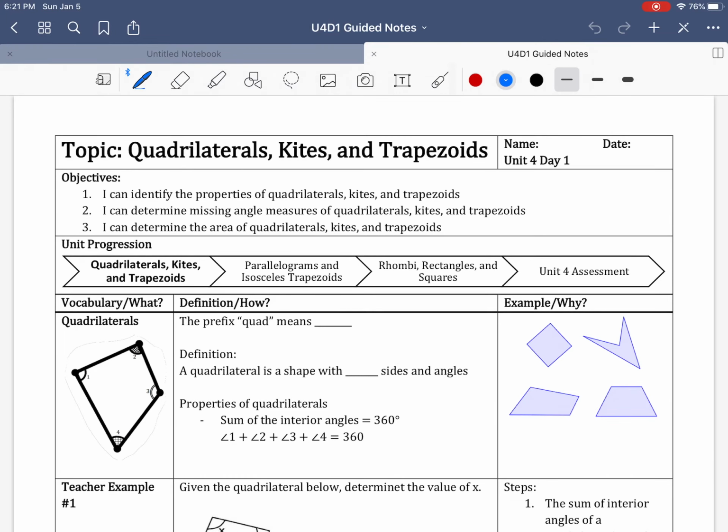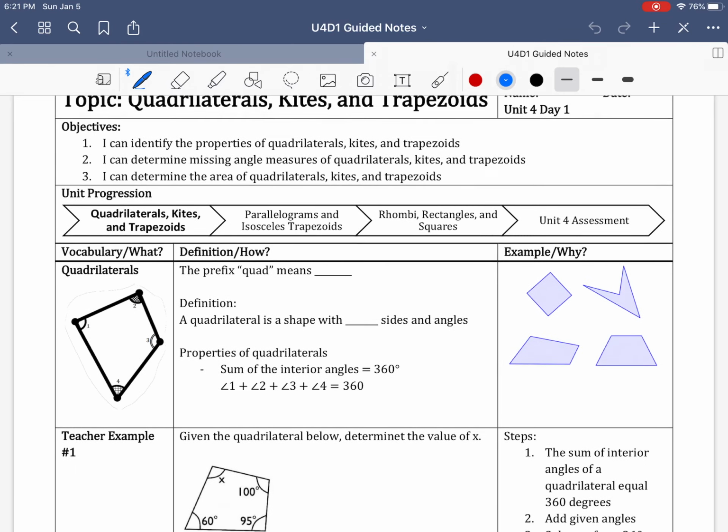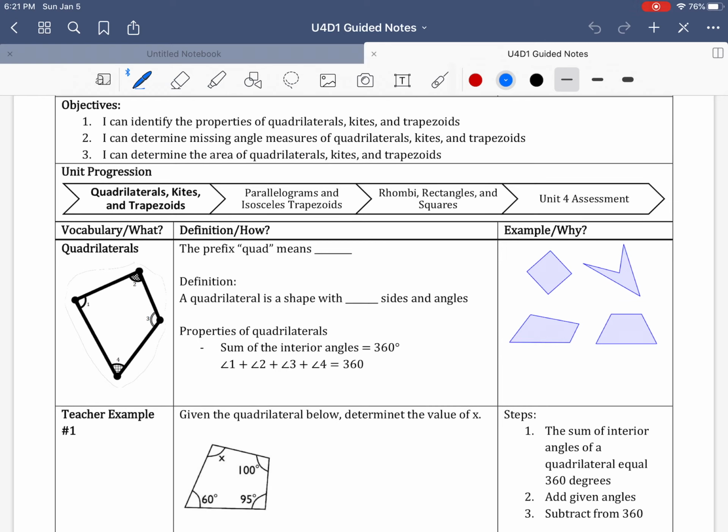Hey everybody, welcome back. We're starting Unit 4 today, Quadrilaterals, Kites, and Trapezoids. The objectives for today's lesson are that you can identify the properties of quadrilaterals, kites, and trapezoids, that you can determine missing angle measures, and that you can determine the area of quadrilaterals, kites, and trapezoids.